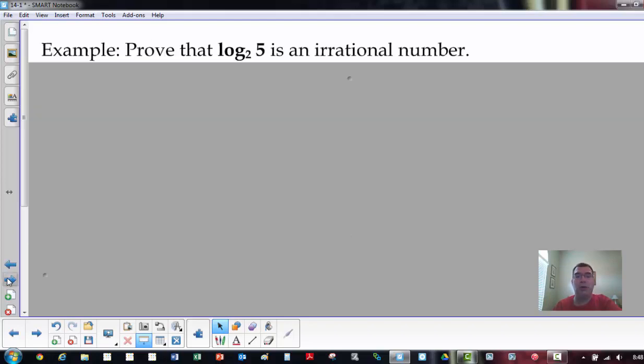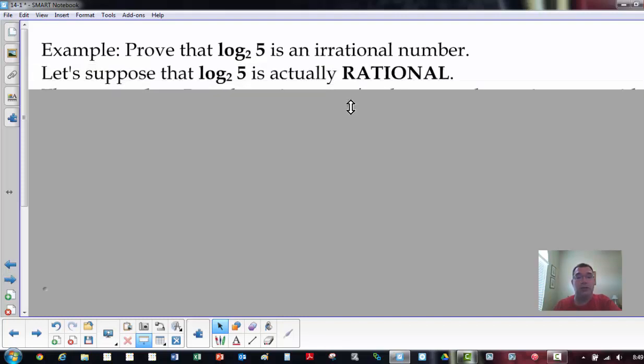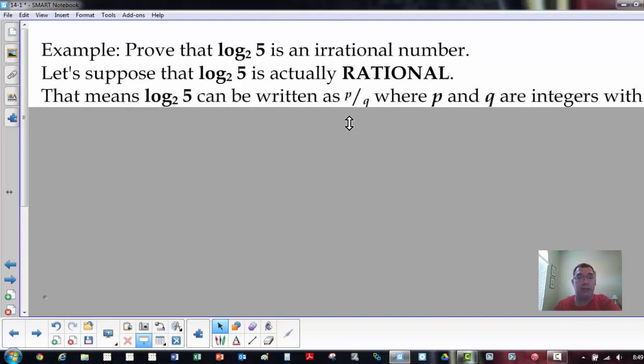So for example, we're going to prove that the log base 2 of 5 is an irrational number. And we're going to do that by contradiction. So we assume that the opposite is true. We assume that it is actually rational. And hopefully we'll come across some kind of contradiction to this.